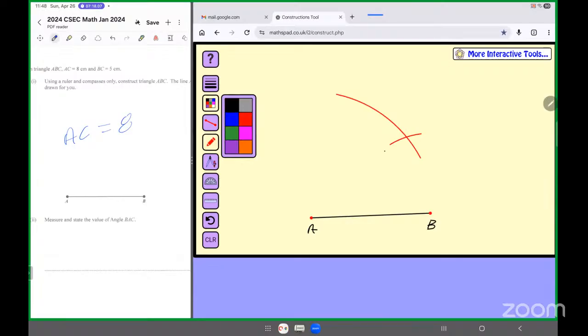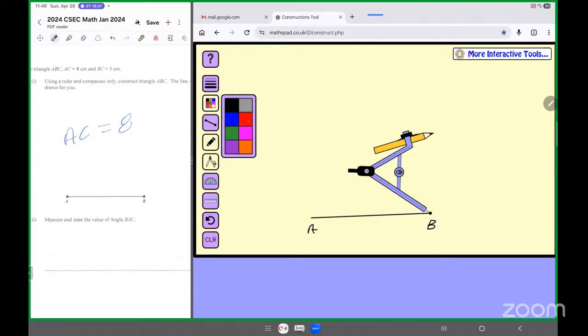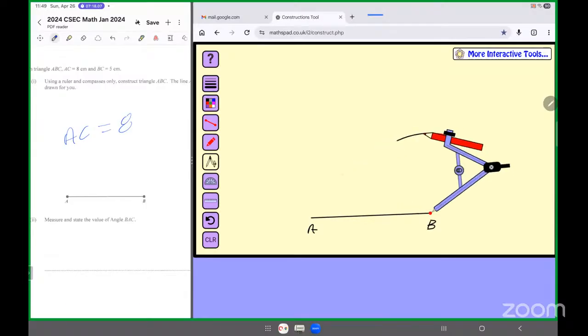So when you join A to this intersection, wrong line. So press undo, but it messed me up again. So, all right, let's go again. I still have the 5 centimeters. That's 5 centimeters still. So let me make the arc again. Make it in red. Oh, it's in red.